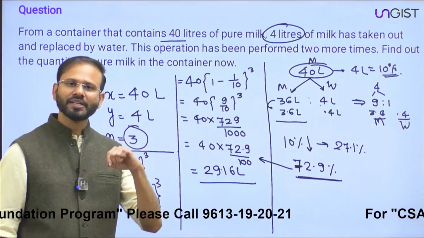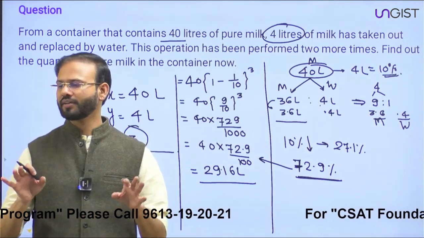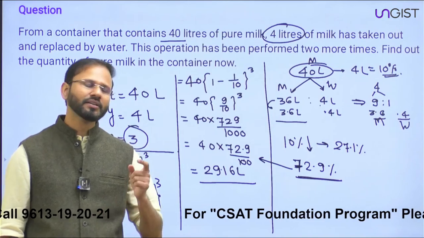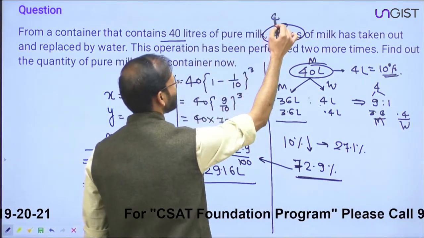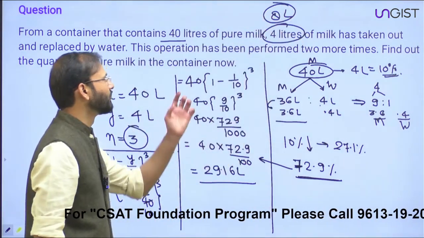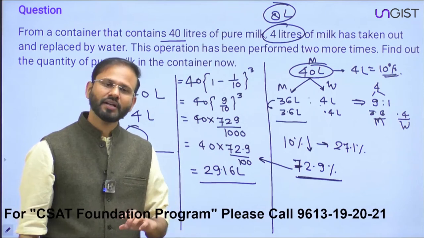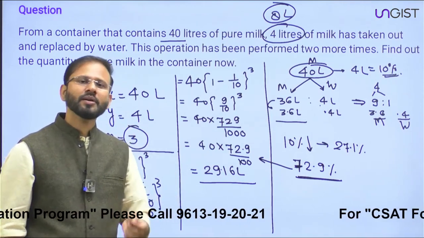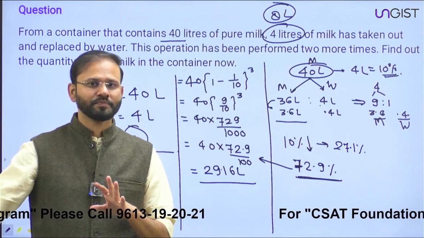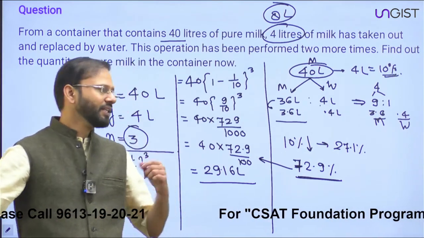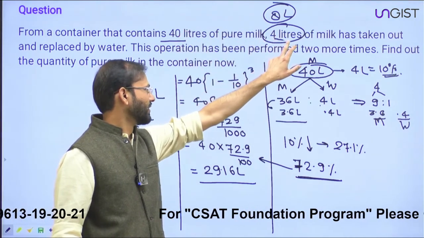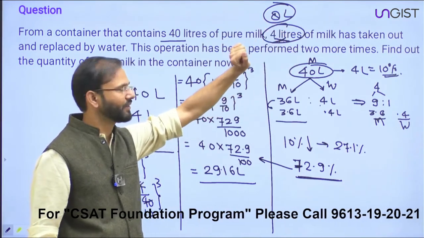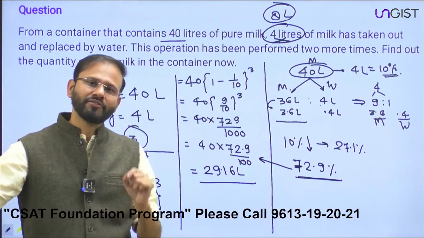Now look, tell me Satish, I am asking you a question. And those who are sitting online, be attentive, friends. Tell me, if initially, instead of 4 liters, 8 liters of water had been taken out, then after two such operations, just two operations, not three, how much pure milk will be left? I repeat the question: initially, in place of 4, suppose I am taking 8 liters of water, then how much pure milk will be left after 2 such operations?